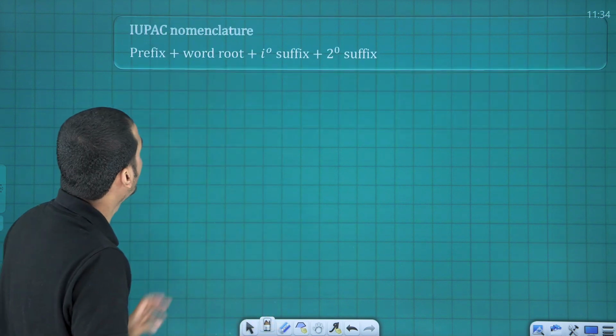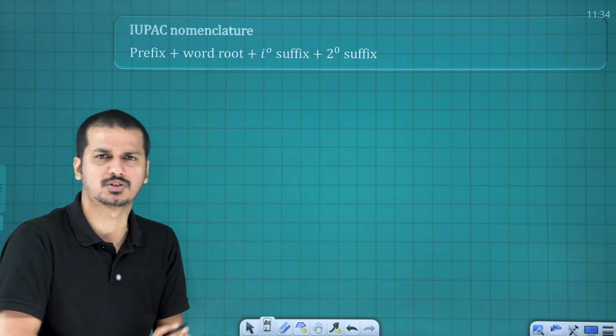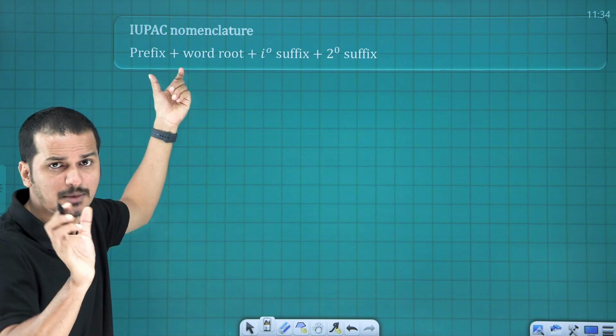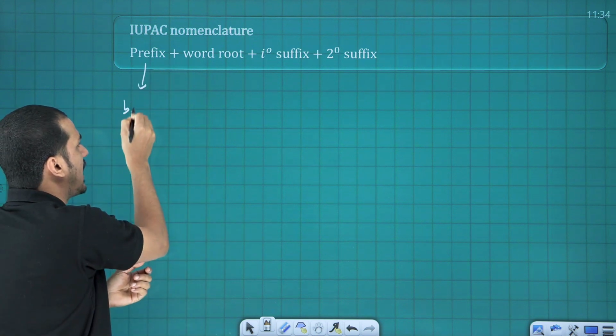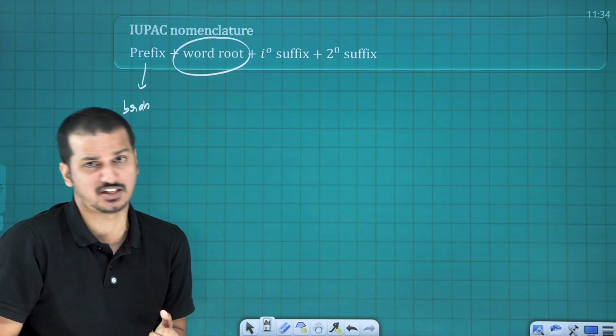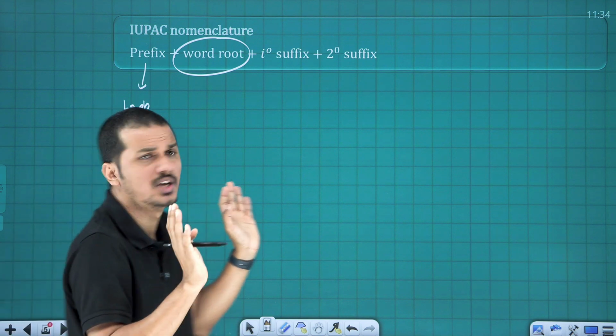In that itself, first of all, we are looking at IUPAC nomenclature. You learned many ideas about IUPAC nomenclature. Whenever we are writing, first we write the prefix. Prefix always represents the branch, and then the word root. Word root represents the number of carbon atoms. It is 1 meth, 2 eth, that idea you know. I'm not going to waste your time.